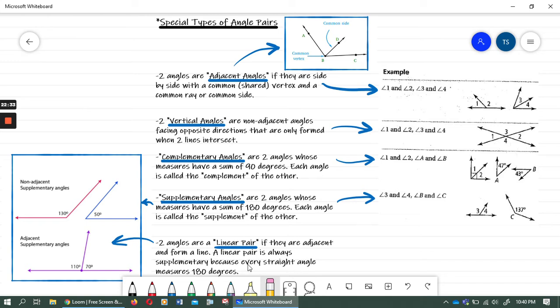And so guys, a linear pair is always supplementary because every straight angle measures 180 degrees. And again, if the angles are supplementary and adjacent, then they definitely form a straight angle, because they form a straight line. All right, so these are the special types of angle pairs: adjacent angles, vertical angles, complementary angles, supplementary angles, and linear pairs.